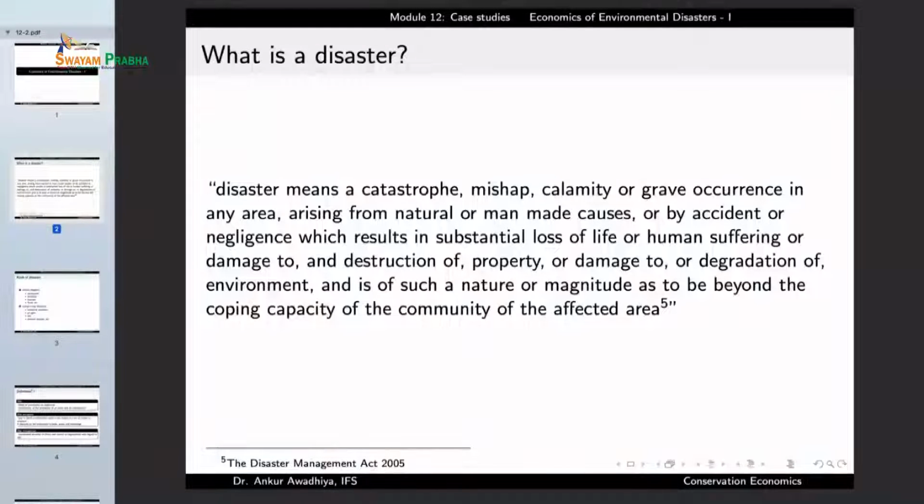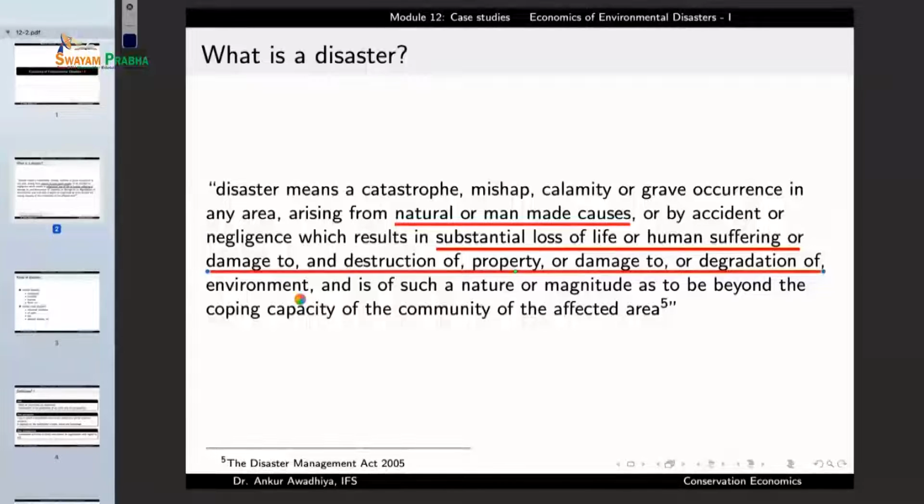A disaster means a catastrophe, a mishap, calamity, or a grave occurrence in any area arising from natural or man-made causes or by accident or negligence, which results in substantial loss of life or human suffering or damage to and destruction of property and or damage to or destruction of environment and is of such nature and magnitude as to be beyond the coping capacity of the community of the affected area.